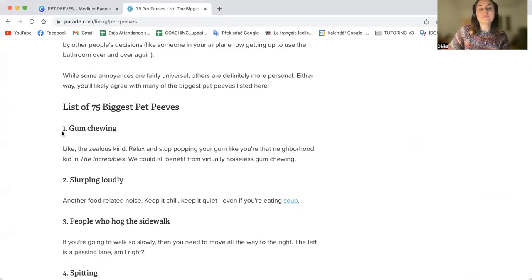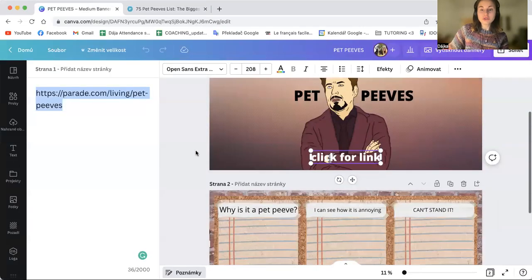And basically I ask the student, okay, so gum chewing, do you know what it means? Yeah, okay, so if not, I'll explain. You take a gum and you put it in your mouth, and it's very annoying when someone chews very loudly. Here you have a lot of new words, for example, zealous and so on. And then you go back to the activity.